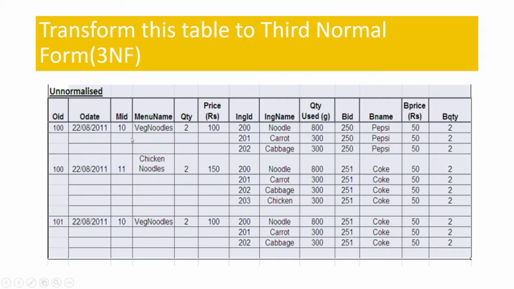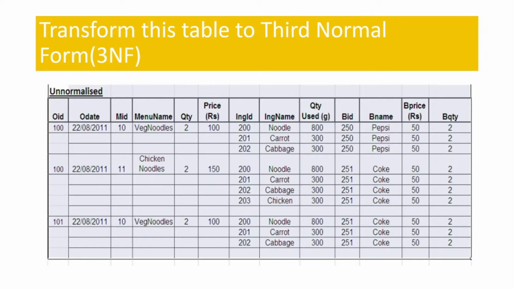Like here, we have this table to normalize up to 3NF. So when I have it here, this means we have 22 August 2011, veg noodles, quantity 2, price 100. So this is repeating, the data on this line is repeating on all these lines. Same appears here. So first, in such a table, why do we normalize? Because there are problems in the table. Because there are anomalies in the table.